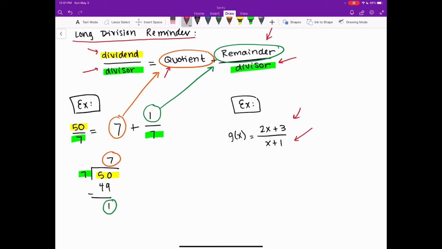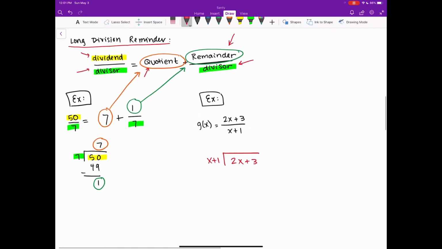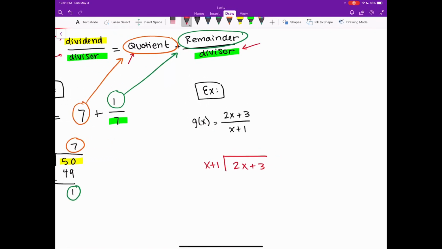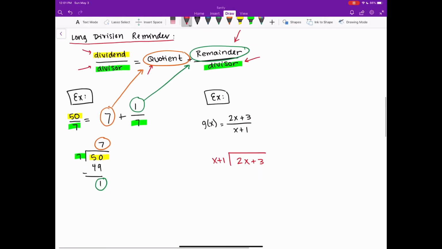So I'm going to start with long division here, and I'm going to set up my polynomial long division by saying my divisor of x plus 1 on the outside, and then 2x plus 3. You may need to do, I'll find a good video for long division of polynomials and I'll attach it to the video if you need some review. Otherwise, I'm going to just keep going.